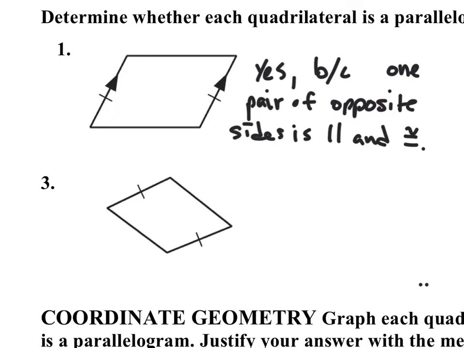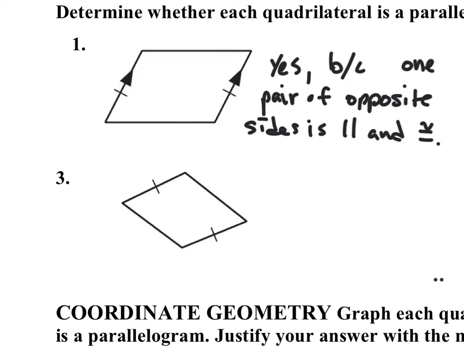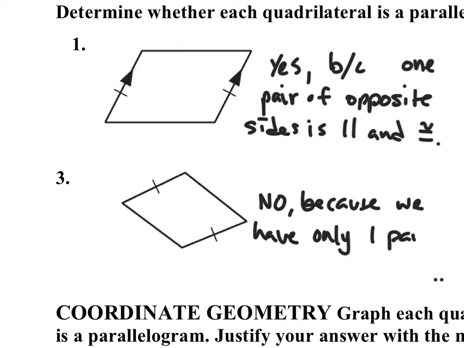The other thing we can say in number three, we only have one pair of sides that's congruent, okay? And that's not enough to tell me whether or not this is a parallelogram. So I would say no, because we have only one pair of congruent sides. We would need two pairs. Okay, so let's take a look at number four.